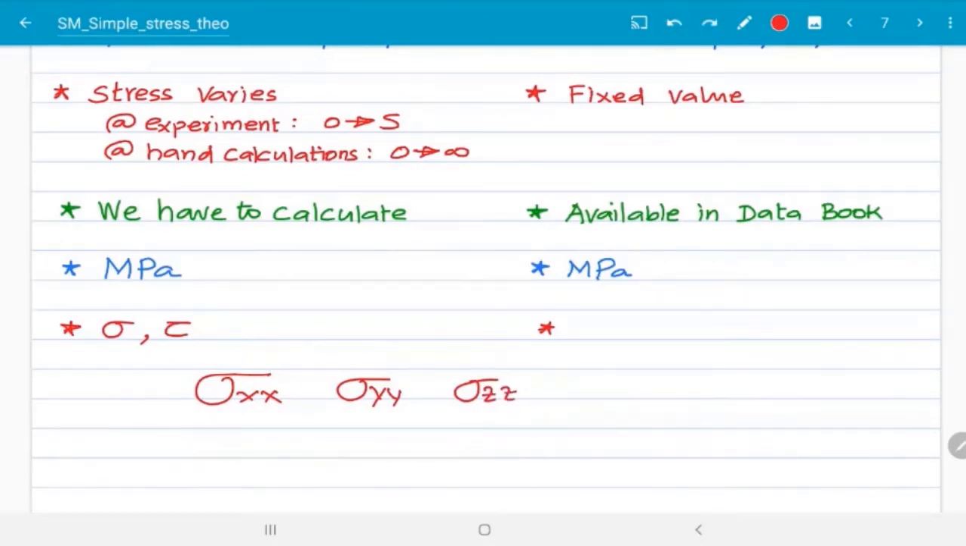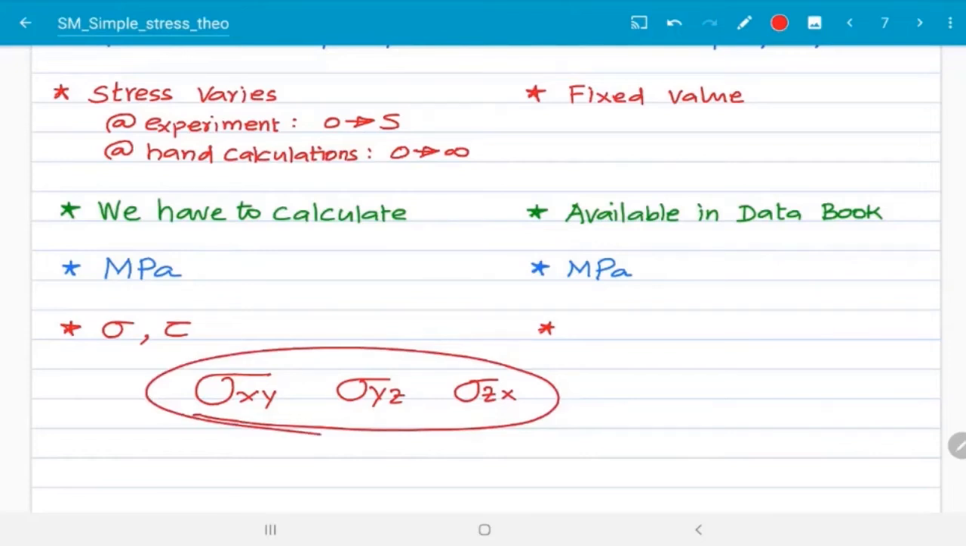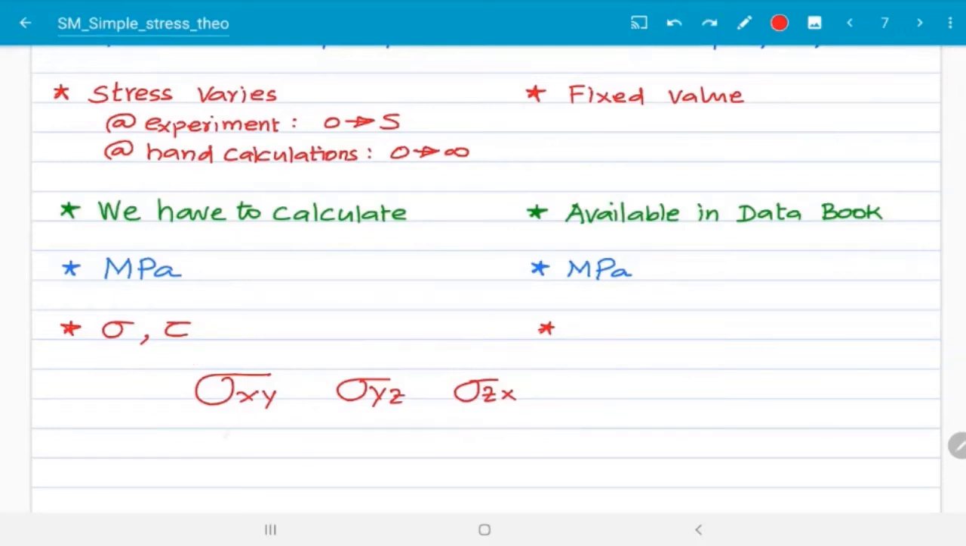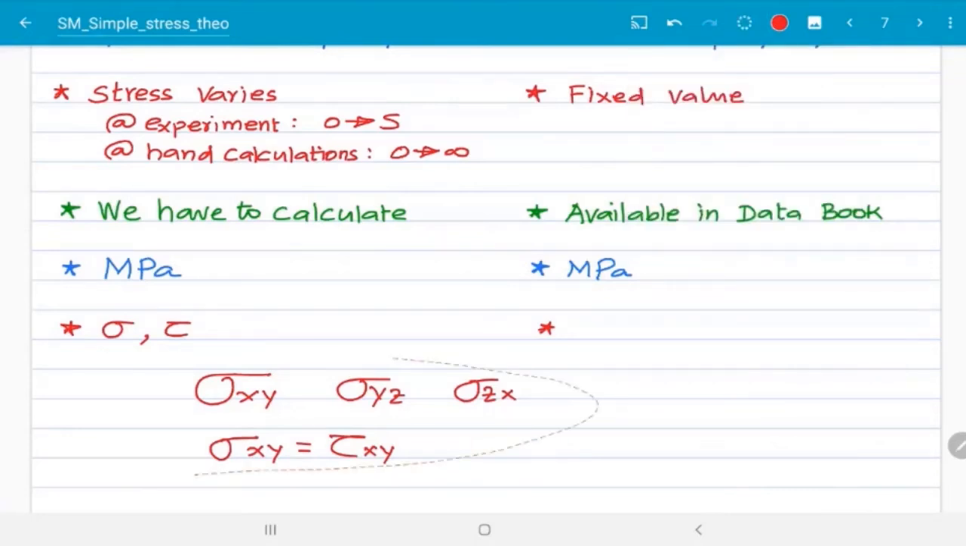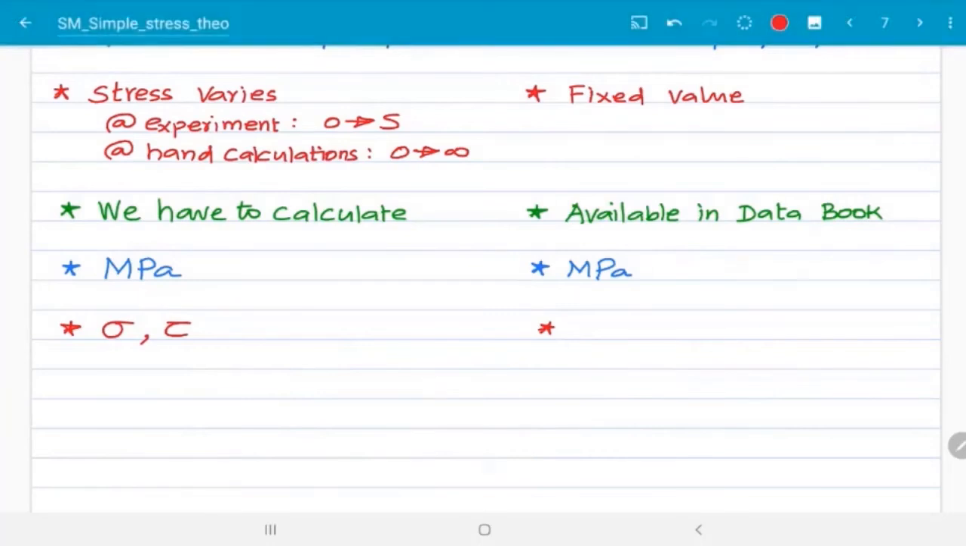Suppose we have two different suffixes: XY, YZ, ZX or XZ. If we are having two different suffixes, they are called shear stresses. So sigma XY can be represented by tau XY. Strength is represented by the symbol S.